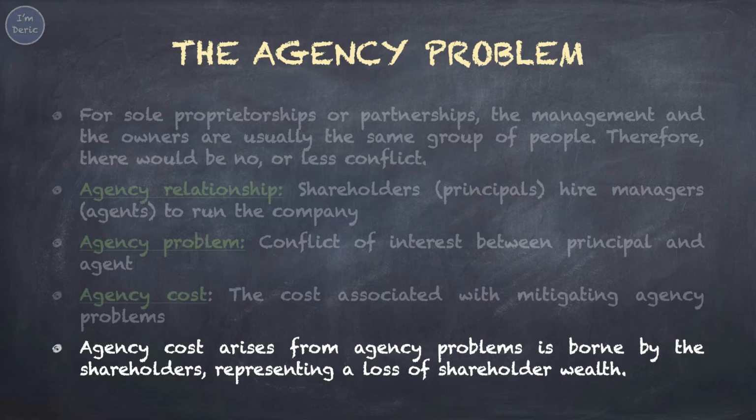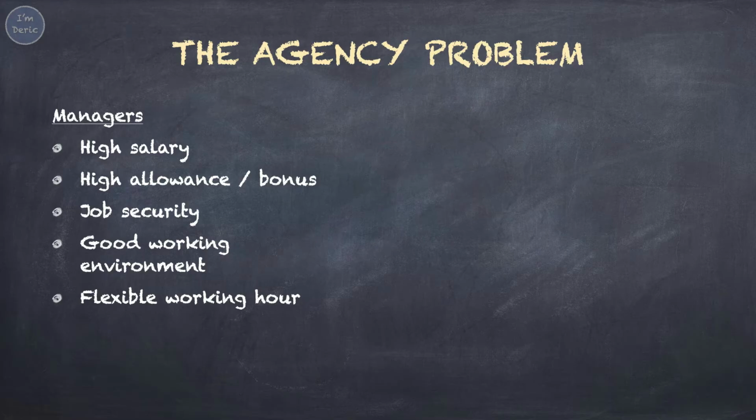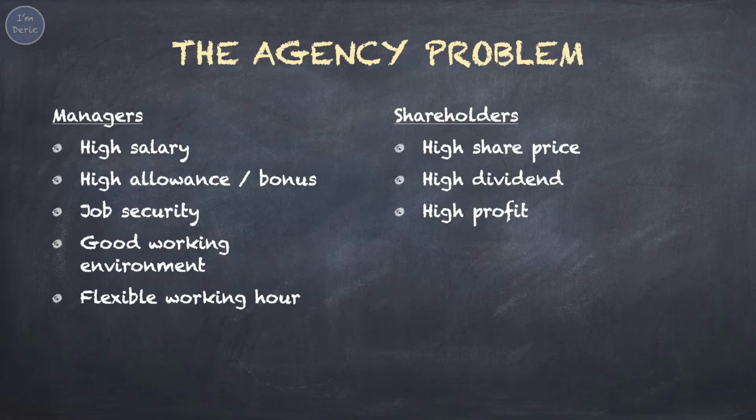In theory, managers would agree with shareholder wealth maximization. However, managers are also concerned with their personal goals and needs, such as high salary, allowance, bonus, job security, good working environment, and flexible working hour. But what the shareholders want would be high share price, high dividend, and high profit. So, shareholders' wants are different from what managers want. This would cause the managers to act in ways that do not always benefit the firm's shareholders.